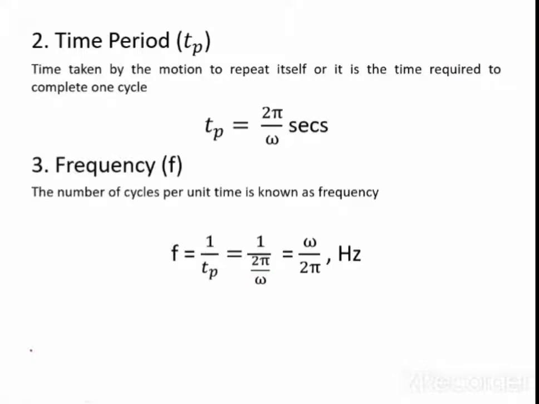Okay, and every time frequency should be always in hertz. What is the unit of frequency? Hertz. So always first we will calculate omega n and then you will calculate fn, that is equal to 1 upon 2 pi into omega n.